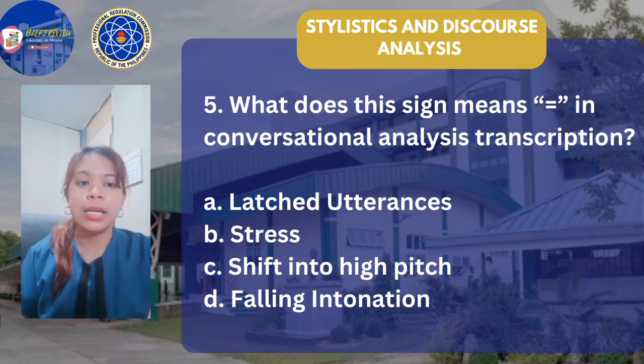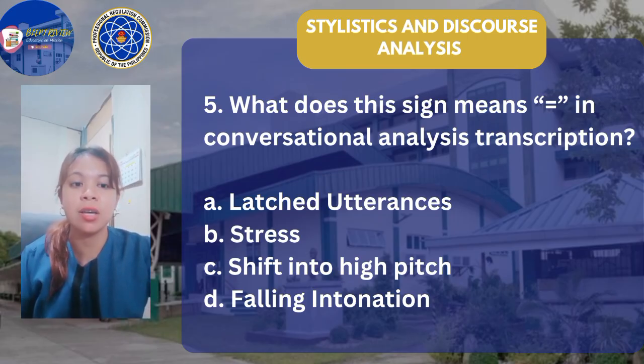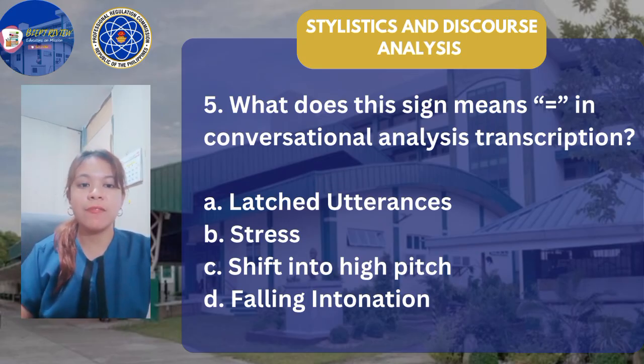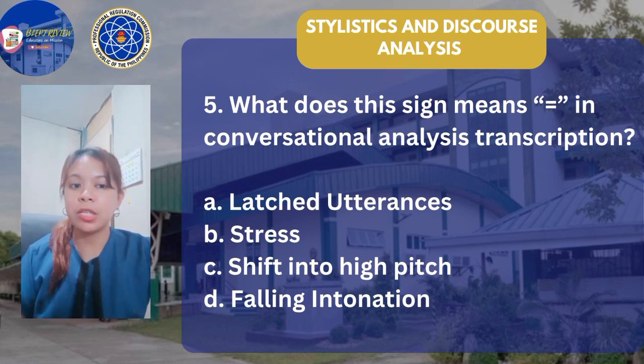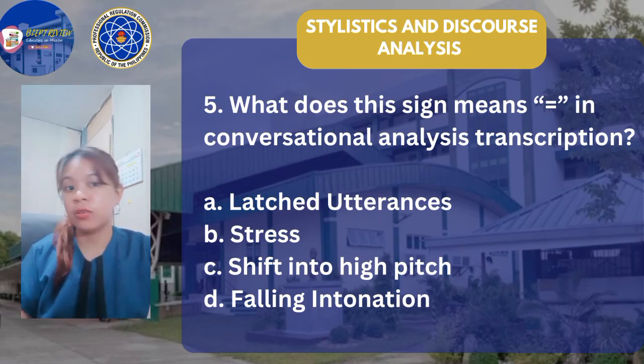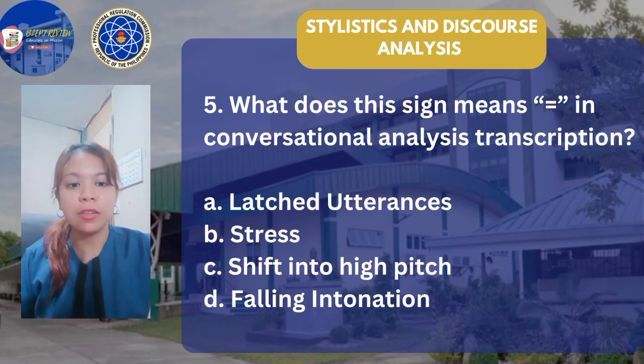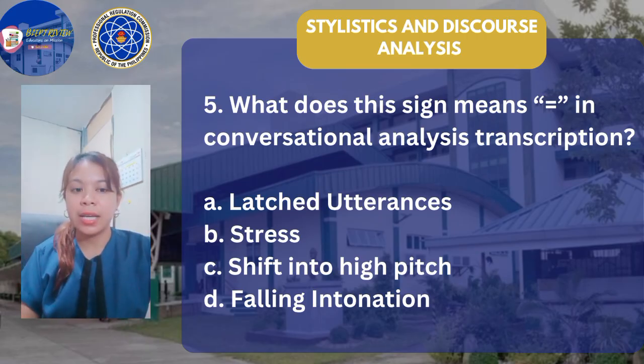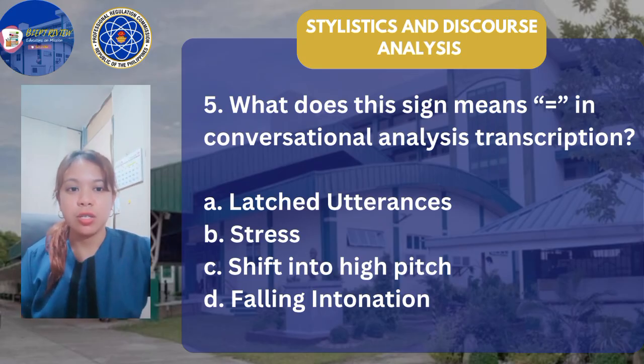We have the stress. It is usually marked by underlining or other specific symbols in CA transcription and not the equal sign. Another one, we have the shift into high pitch. A pitch shift is typically marked with an upward arrow or other intonation markers and not the equal sign. And lastly, we have the falling intonation. This is often represented by a period at the end of the phrase and not the equal sign. So the correct answer for this question is the letter A.